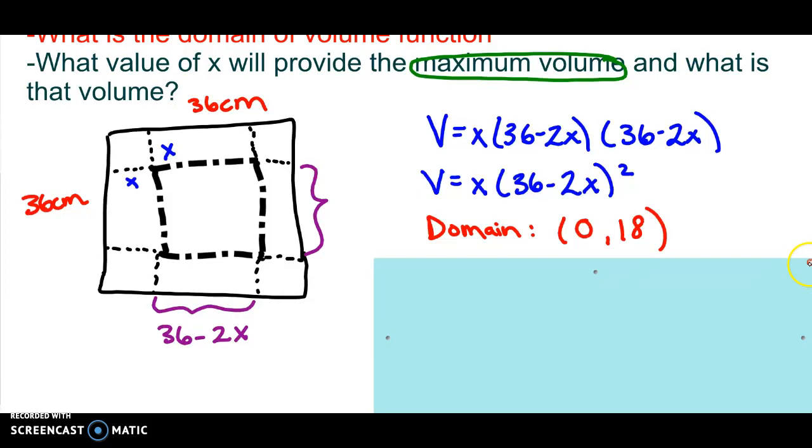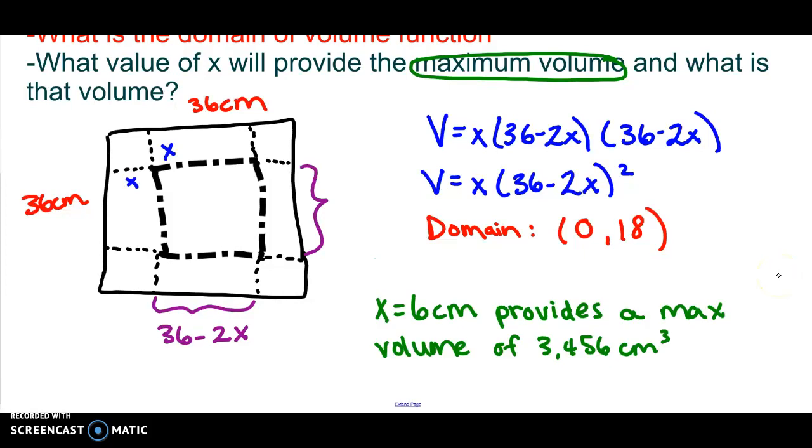And then finally, to actually answer the third question, what's the value of x that will provide the maximum volume? I did need to use the calculator. So I plugged in my volume function. I looked for my max, and I adjusted my window using both my domain and guess and check as far as the y values went. And I found that x equals 6 centimeters would provide a maximum volume of 3,456 centimeters cubed. Let's try one more.